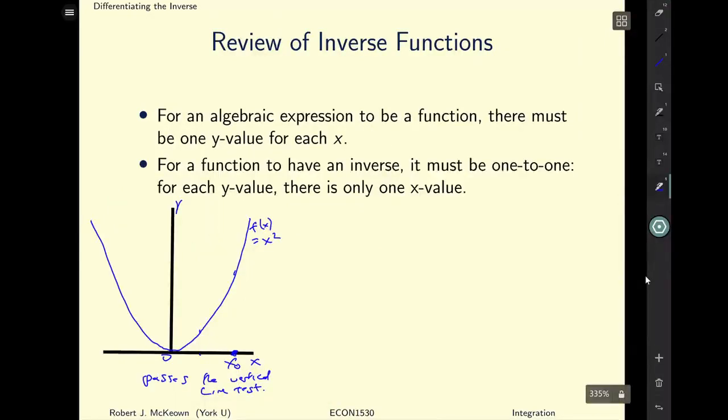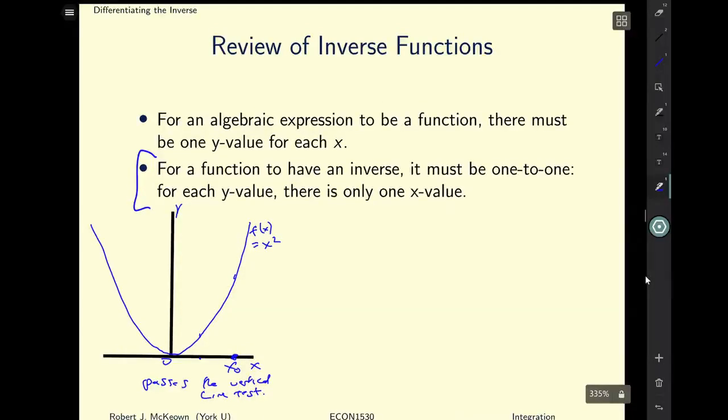Now I've added the next line. So we remember what a function is. Now there are special kinds of functions. There are functions called one-to-one functions. And these special functions we did talk about in the ALEX component of the course, in our pre-calculus section. For a function to be one-to-one, for each y value, there is only one x value.